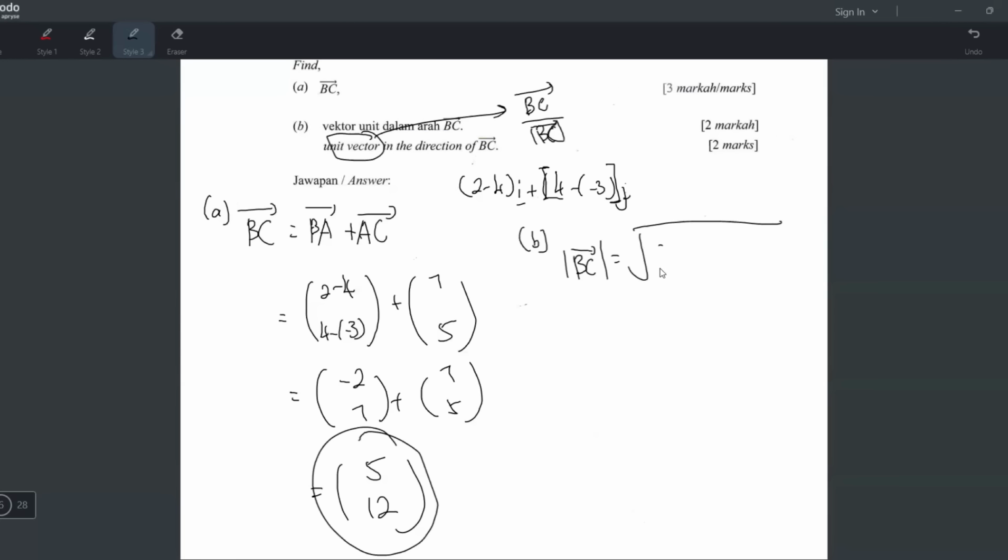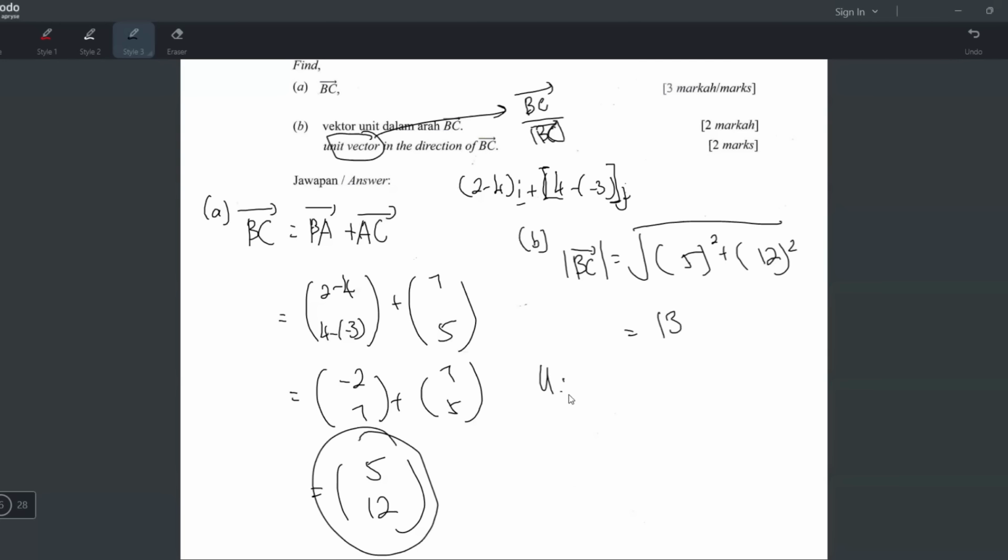Okay, square root, bracket square plus bracket square, here is 5, 12. Yeah, this is how you find magnitude. It's always bracket square plus bracket square. But the dalam bracket, you kena masuk nilai before the ij. So this one you press all this, you get 13. So the magnitude is 13.